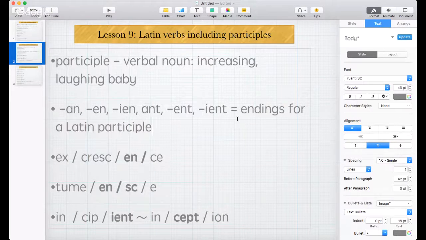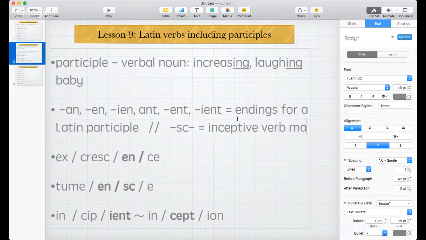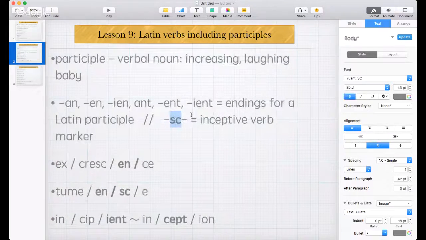This item will be on the next quiz, so keep that in mind, and also keep it differentiated from this other item that was on the quiz, which is this little sc, which looks very innocent, but has the complicated name of inceptive verb marker. I don't make these up. I take them from the textbook.